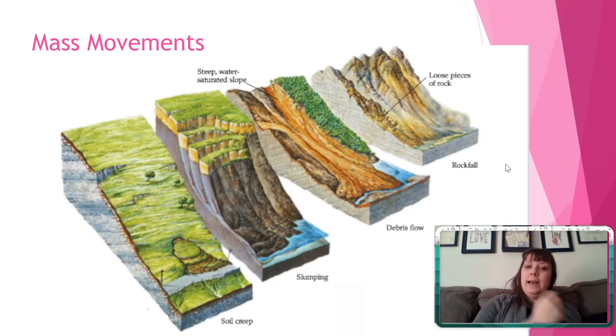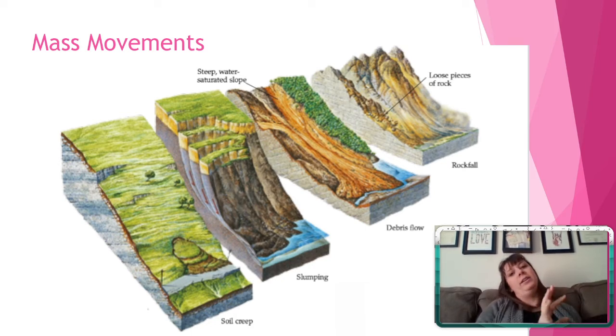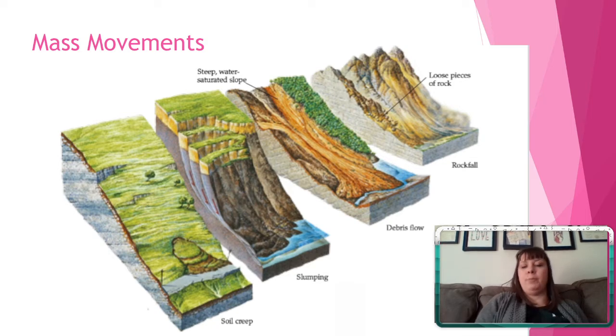Mass movements. So there's a couple different types, right? We have things like soil creep, slumping, debris flows, rock falls. A lot of you probably just know a lot of these as landslides. Some of these are slower than others, smaller scale, but all of them have potential to be a natural disaster.